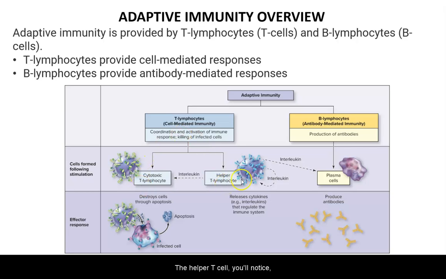The helper T cell, you'll notice, kind of acts as a bridge between the B cells and the T cells, and it helps activate them. It helps get the B cells primed and ready to go, and it helps get the T cells primed and ready to go.